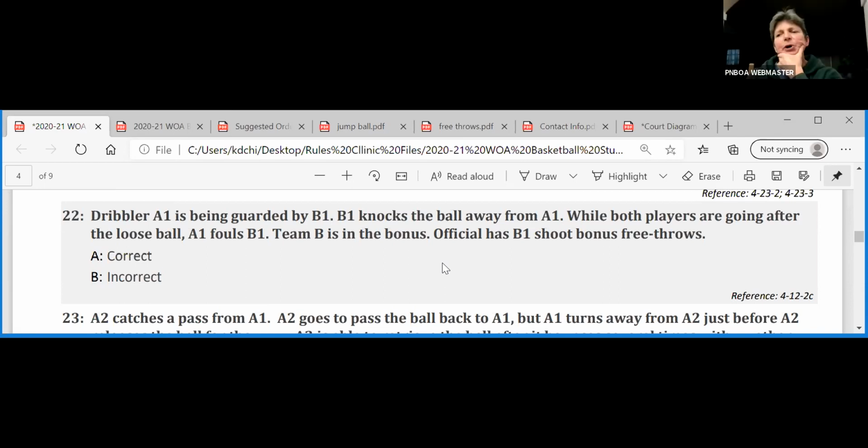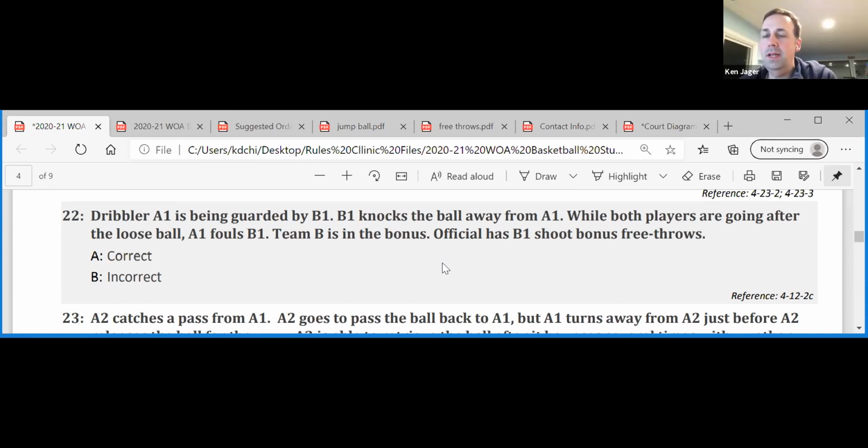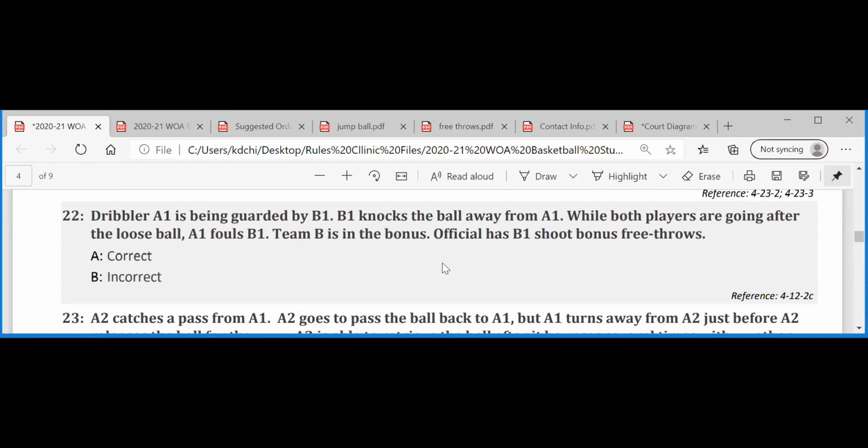Who has control of the ball when the foul happens? Who has team control of the ball? I don't think there is team control at this point. Is there? The ball was lost. I'm asking you. A1 still has team control. A1 has control until someone else regains control. So if team A has team control and team A fouls somebody, what kind of a foul is that? Offensive. A team control foul.